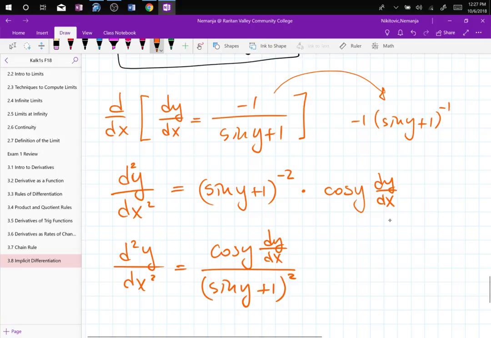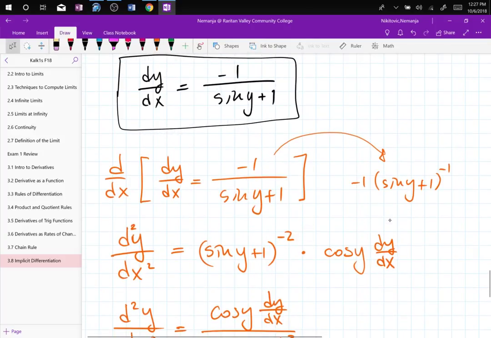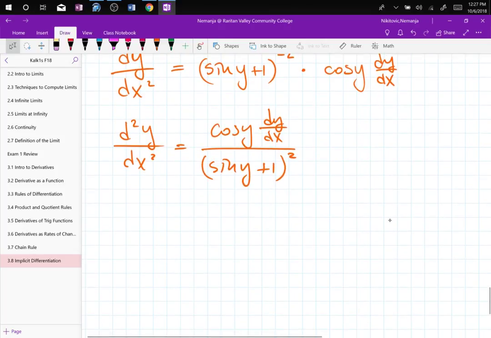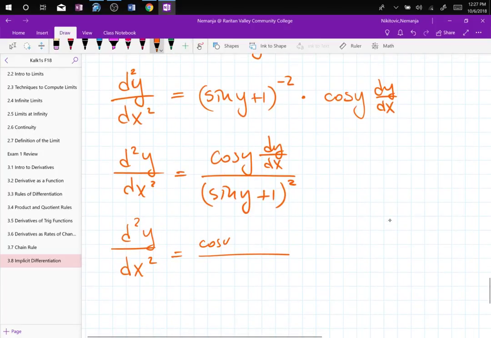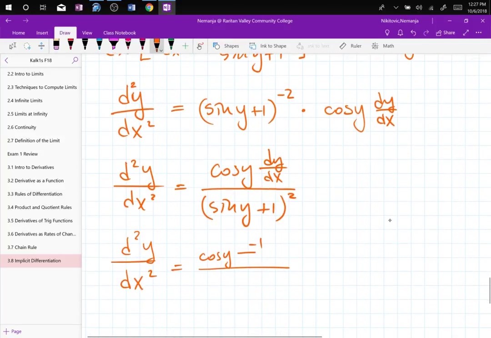The evil part about this problem is that we're not done, right? You have that dy/dx, you have to go back and plug in what that is, because you have it in this black box. So now, d squared y/dx squared is equal to cosine y, and then we have negative 1 over sine y plus 1, divided by sine y plus 1 squared.